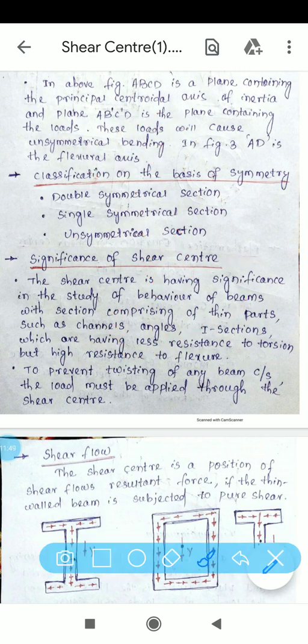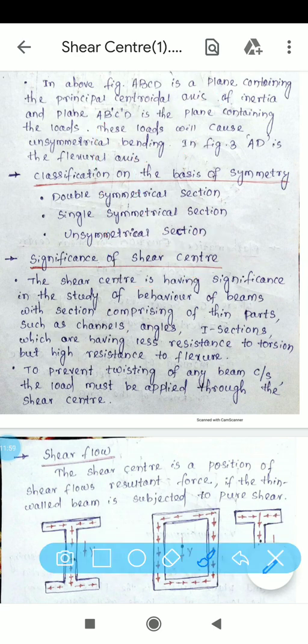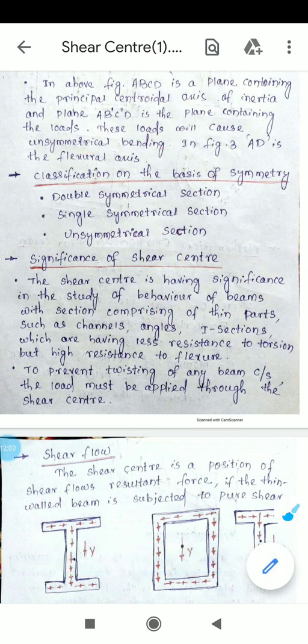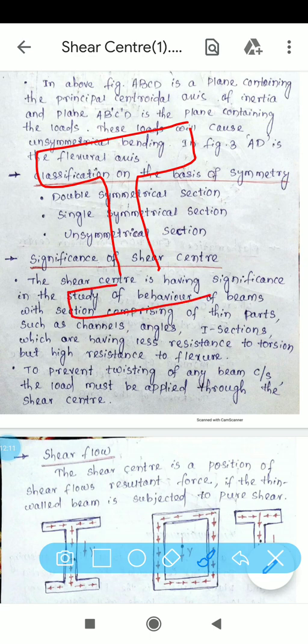Single symmetrical section is symmetrical about either the x-axis or the y-axis. You can say channel section, T section, and I section with unequal arms, meaning the top flange is not equal to the bottom flange.